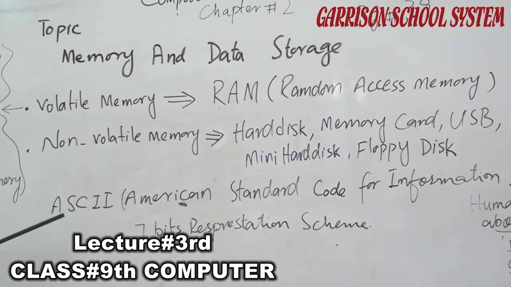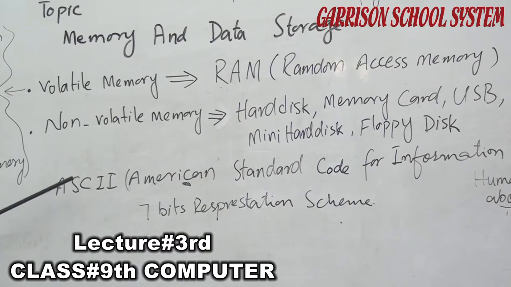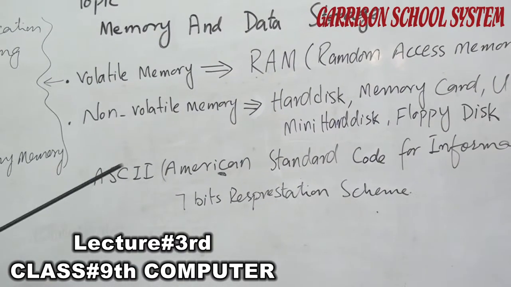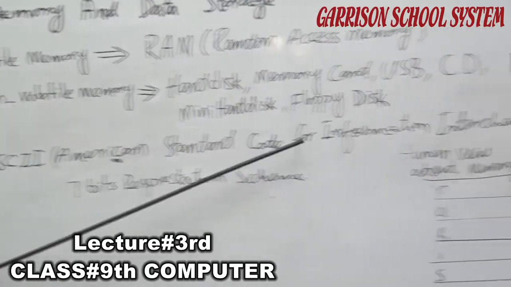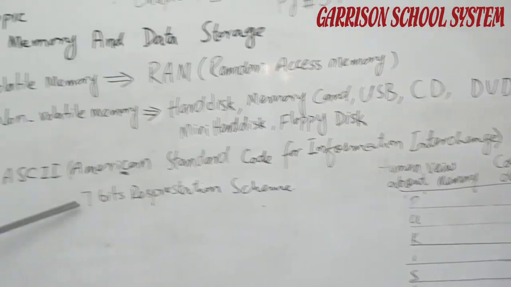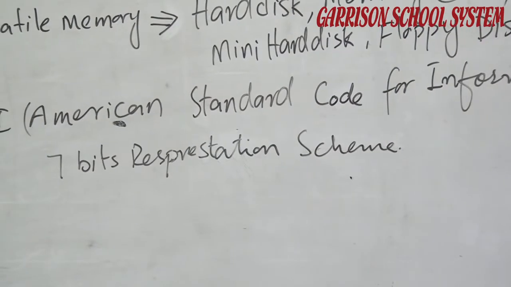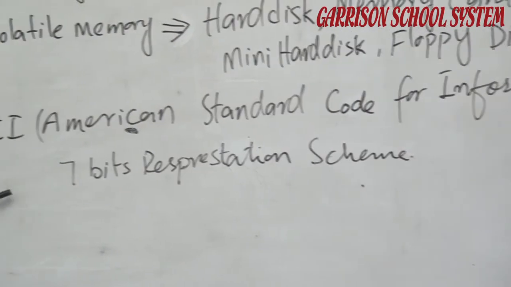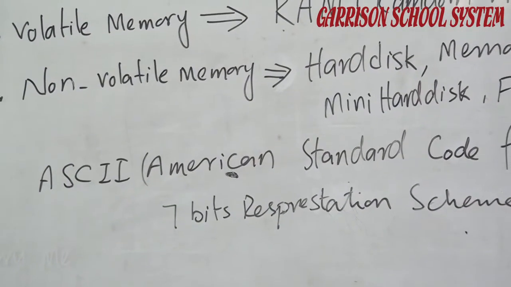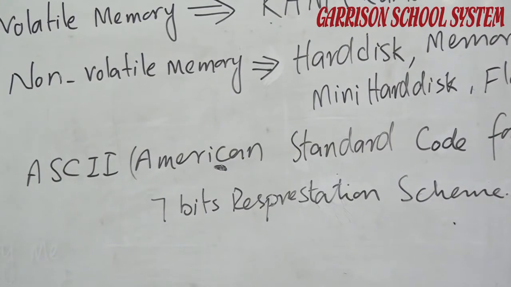All the characters on your keyboard have an associated code in binary. This code is called ASCII, American Standard Code for Information Interchange. It is also a 7-bit representation scheme. It is a de facto standard. Do you know about de facto? De facto means we can change anything according to circumstances, according to the situation.